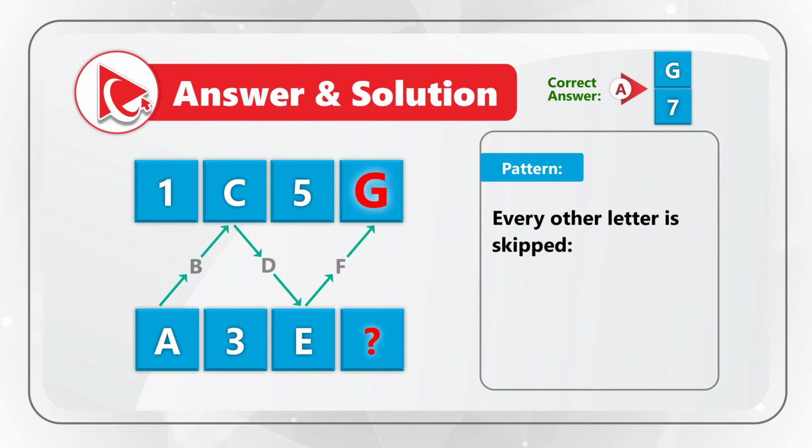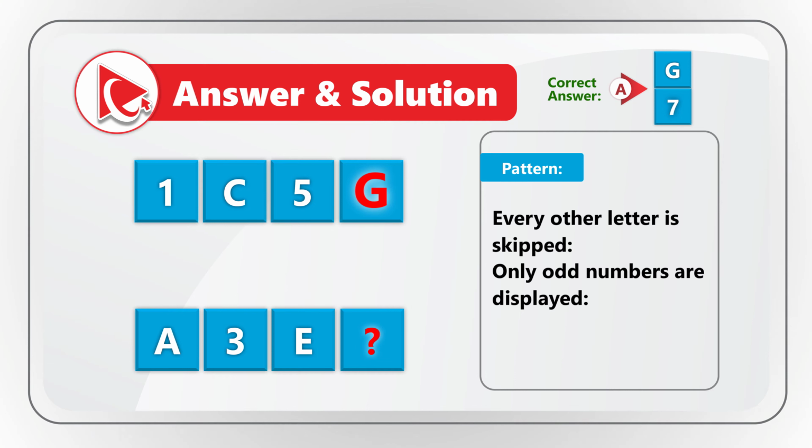Same is true for the numbers, because only odd numbers are displayed. We see numbers 1, 3, and 5, numbers 2, 4, and 6 are skipped, which means that the missing number is 7. This is why I believe the correct choice here is choice A, G7.